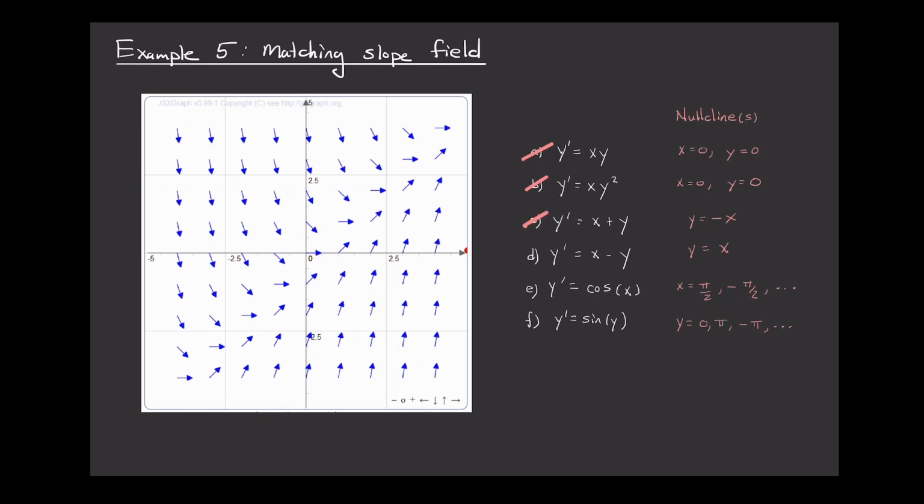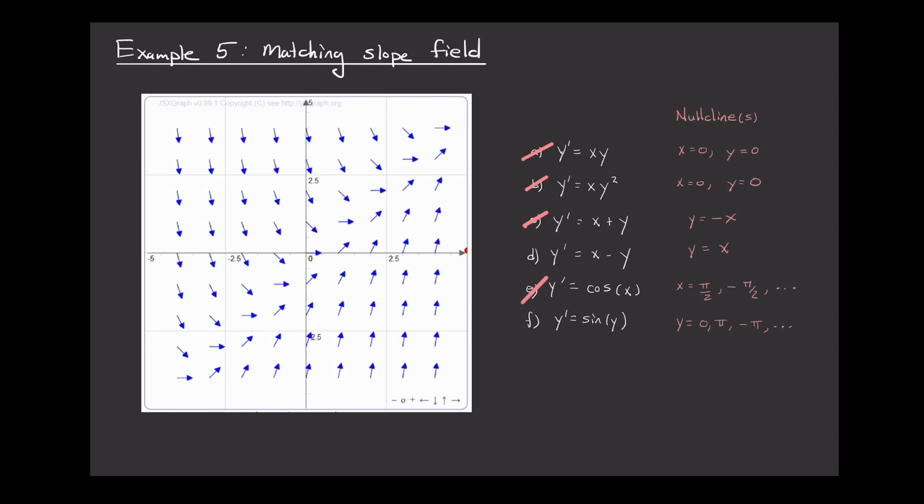Looking at E, we see that there is no dependency on y. That means as you change y, the slope should not change. All of the slopes should be the same because again, there's no change in the slope as y changes. However, we notice that the slopes do change. There's a negative slope and there's a positive slope. So that means E cannot be the equation the slope field corresponds to.